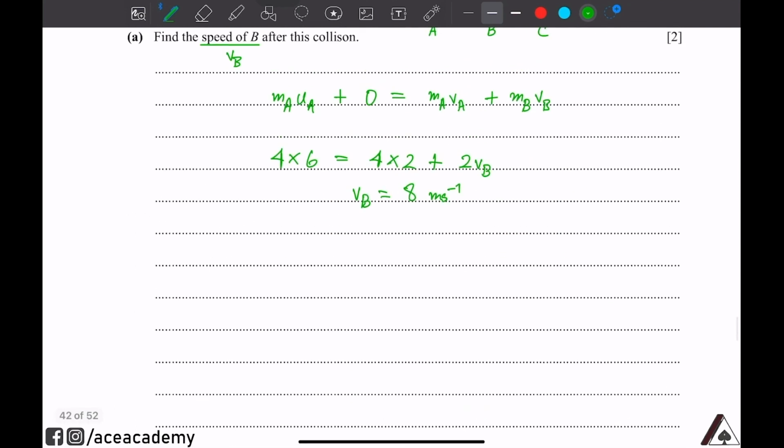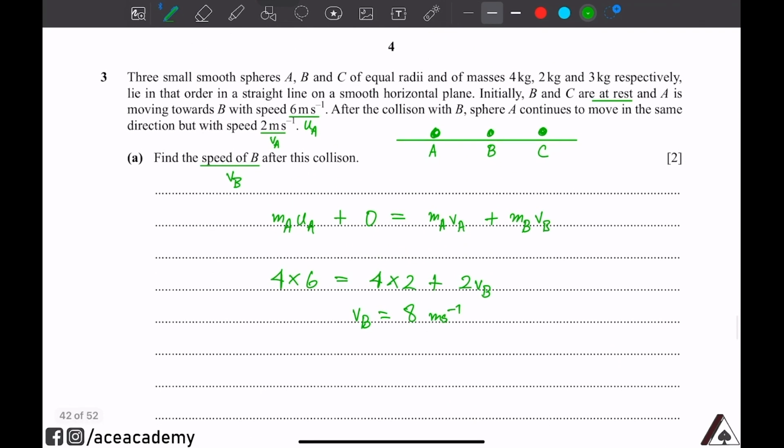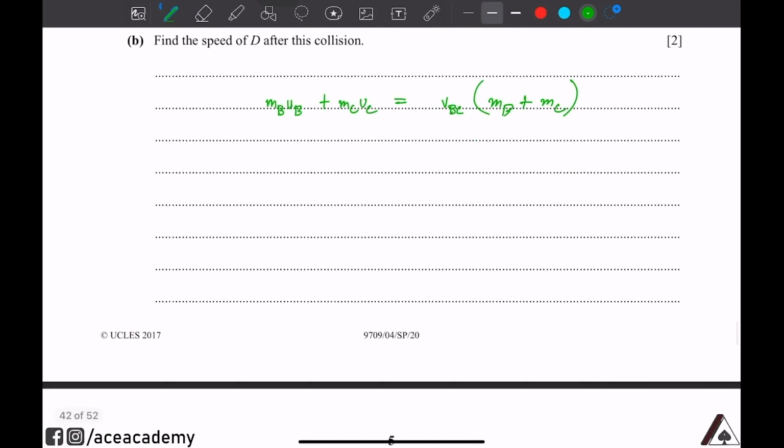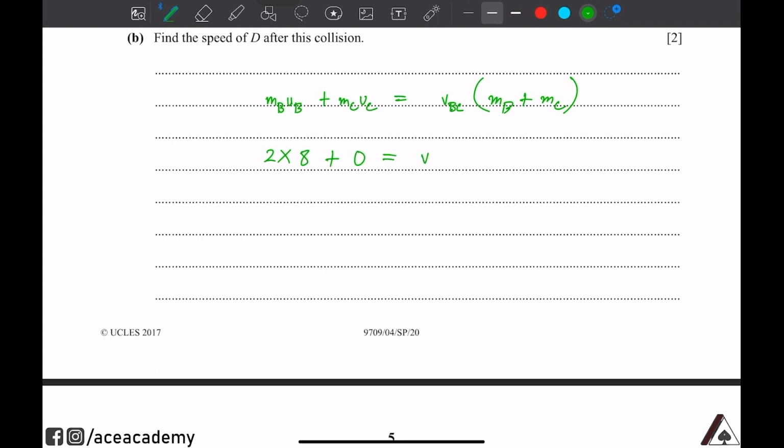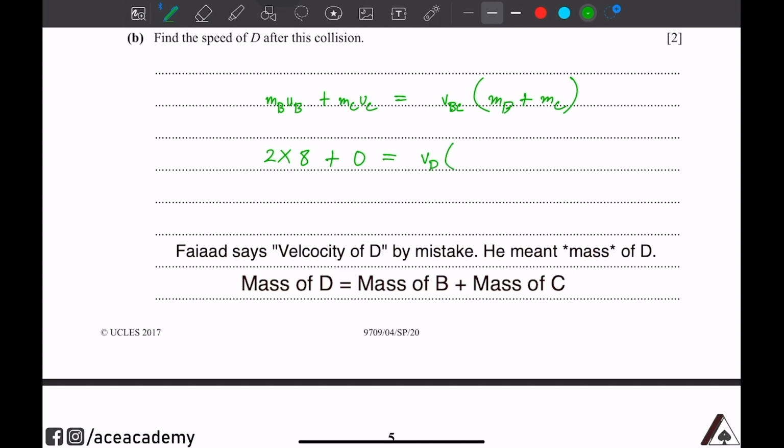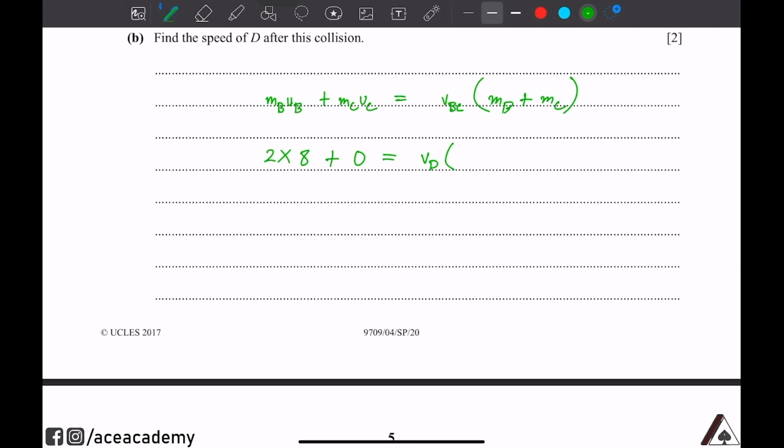And so let's see, the mass of B was 2 and C was 3, so 2 times the velocity, which was 8. And again, since the initial velocity of C was 0, the momentum was 0, and the velocity of D, which is the velocity of B plus C, is essentially with the masses of them combined. So 2 plus 3 kilograms. Velocity of D is equal to 3.2 meters per second.